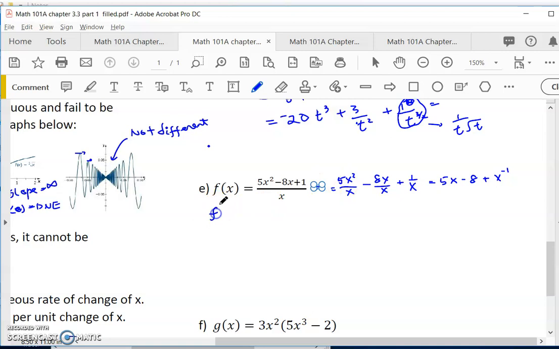Now we will find the derivative function by the differentiation rule, not the limit. So 5x becomes 5, 8 is 0 because it's a constant, and for the last one, the power is negative 1, so it becomes negative 1 times x to the power negative 2. Rewriting it back, it's 5 minus 1 over x squared. So that's the answer.